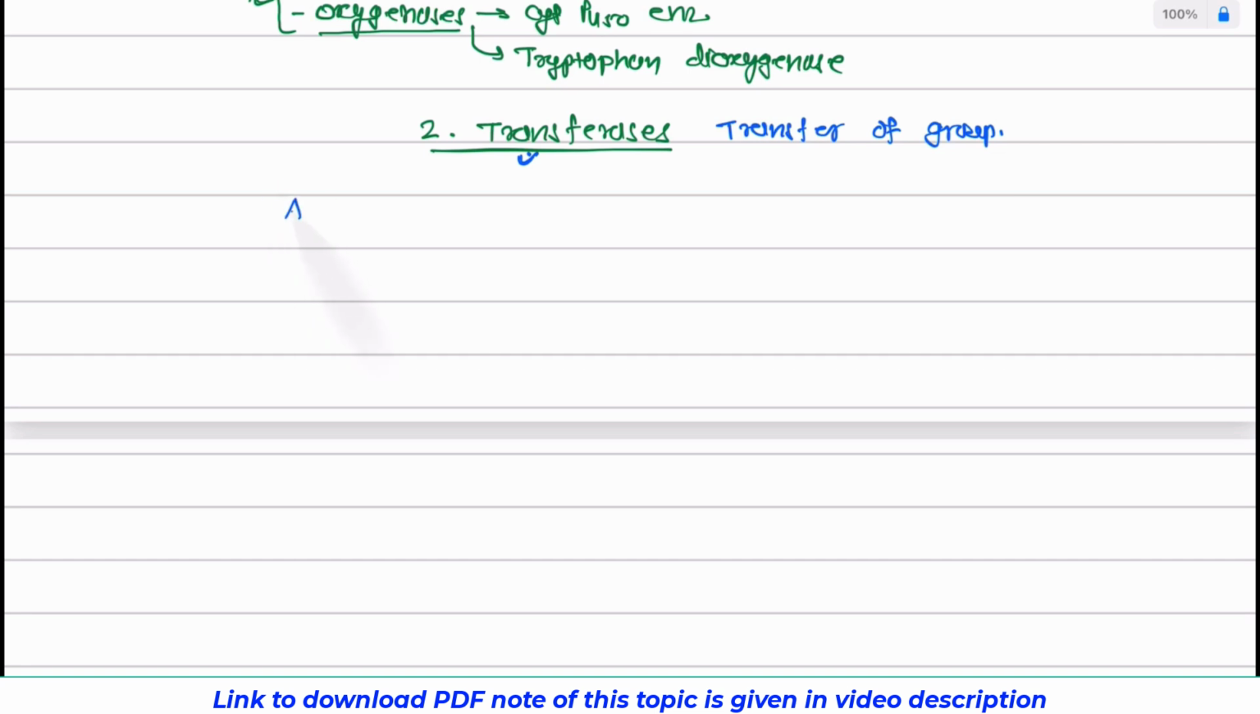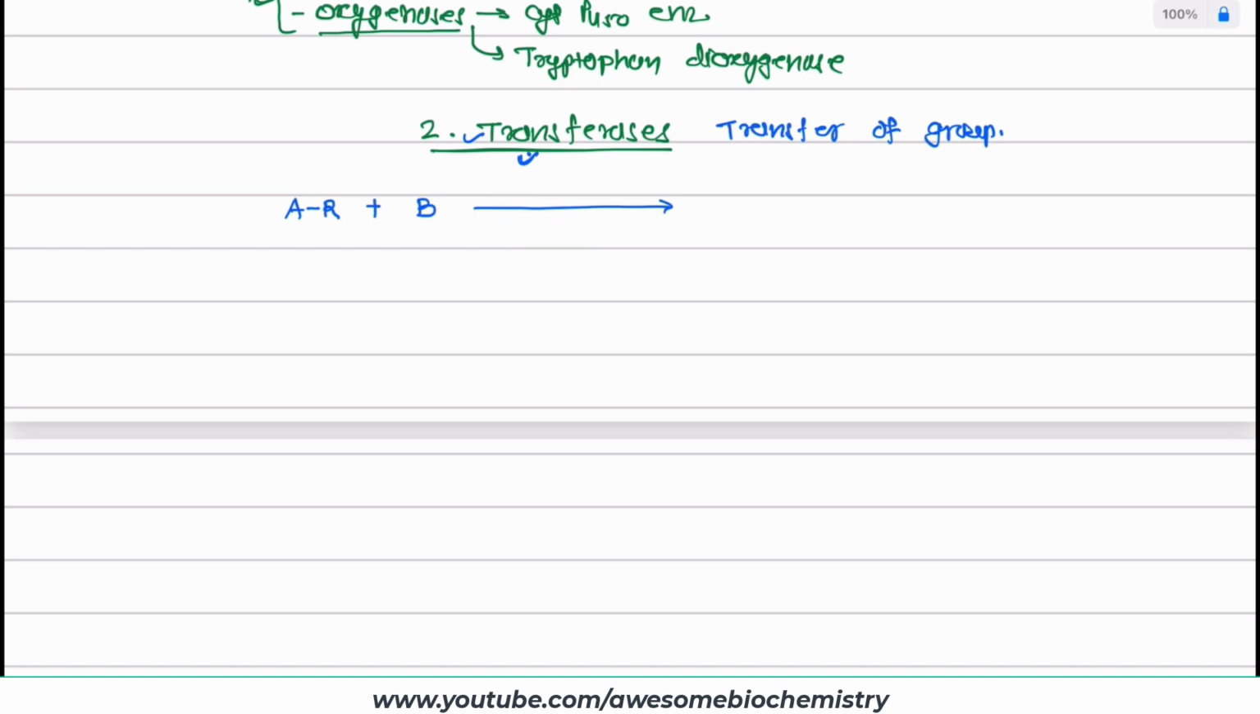Suppose we have two molecules, molecule A and molecule B, and let's say A has an R group, right? So when A and B react, and if this reaction is catalyzed by the transferase enzyme, then this R group will be transferred to the B compound or B substrate. So now we will have only A, and B will be attached with the R group. Such reactions, where a group is being transferred to another substrate, are catalyzed by enzymes classified under transferase.